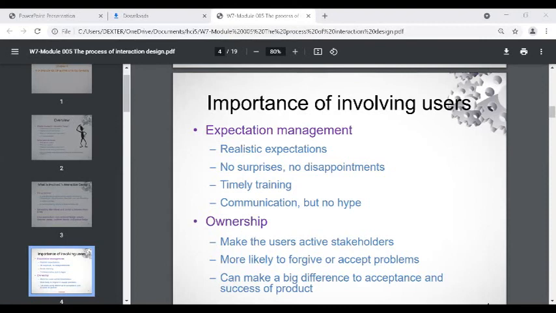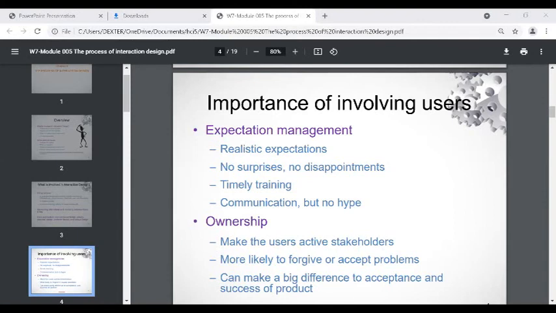So the best way to ensure the development continues to take user activities into account is to involve real users throughout the development. In this way, developers can gain a better understanding of user goals, leading to a more appropriate and more usable product. However, two other aspects that have nothing to do with functionality are equally important if the product is to be usable: expectation management and ownership. So these are the two.